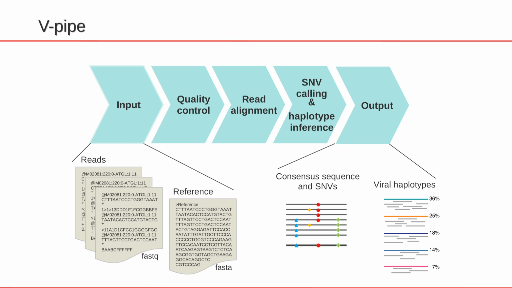VPipe is a pipeline that has been created to assist in the processing of NGS data. VPipe takes as input the raw reads coming from the sequencing machine and a reference from the virus being studied. It can perform quality control, it does align the reads, it generates consensus sequences, and then calls the SNV against these sequences. It can also generate haplotypes, either at the global level or local level inside the windows.